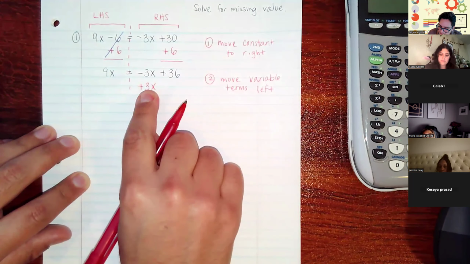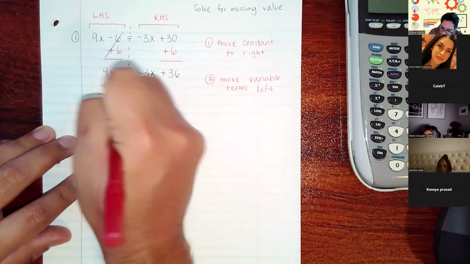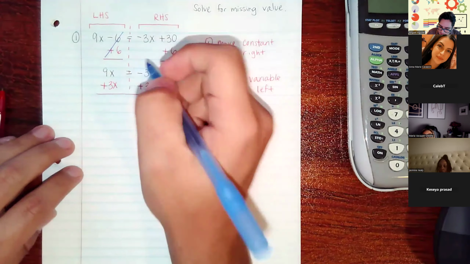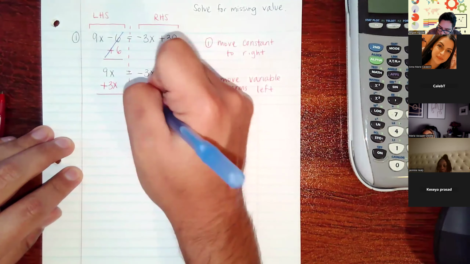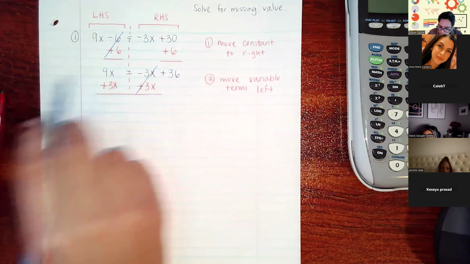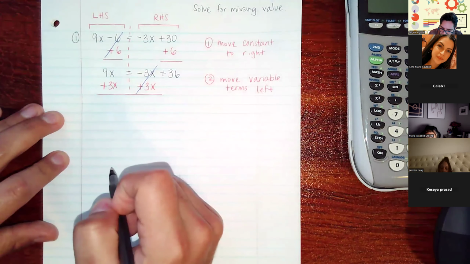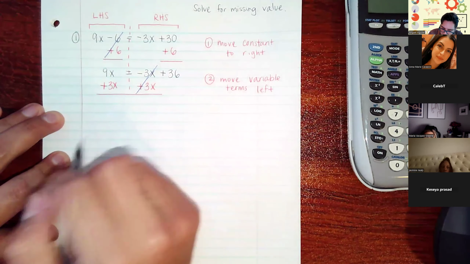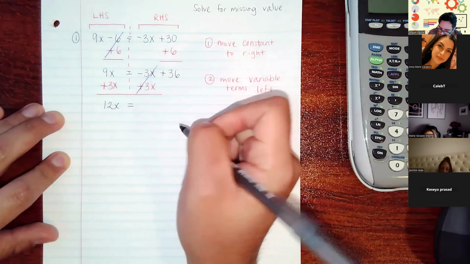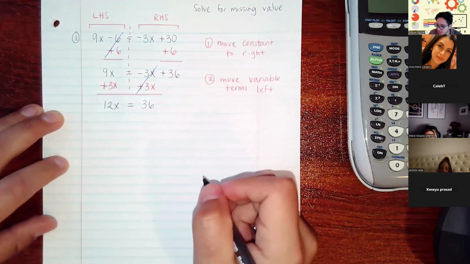So I'll add 3x here, and to maintain that balance, I have to do it to the other side. And so I can draw a line here and say to myself, well, I'm pretty lazy as a mathematician. Negative 3x plus 3x, that's 0. So I can cancel those out. That means what I'm going to be left with, 9x plus 3x. Can you guys tell me what that's going to simplify to? 12x. We have 12x is equal to 36. Any questions up to this point?